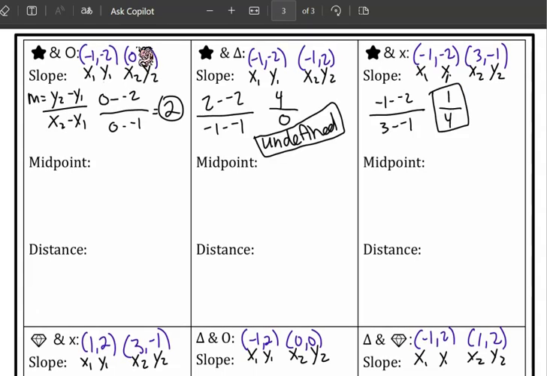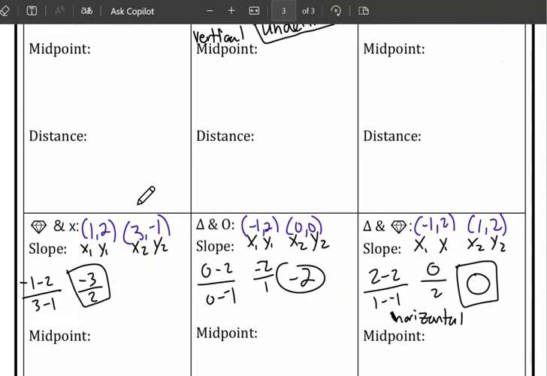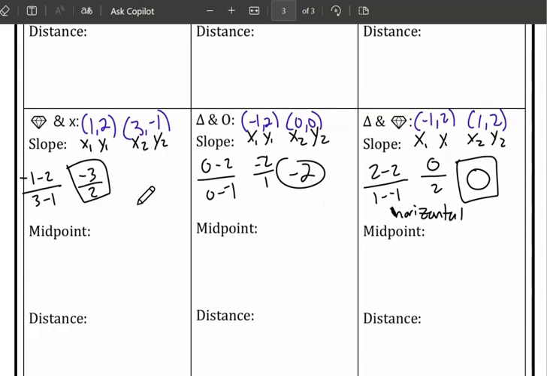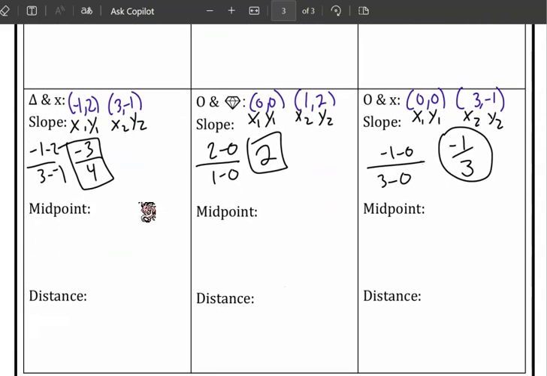For the second one, when you get a 0 in the denominator, remember that is a vertical line, it's undefined. How'd you do on these? Did you find the same values? Could you find the same answer if you swap the 2 points?